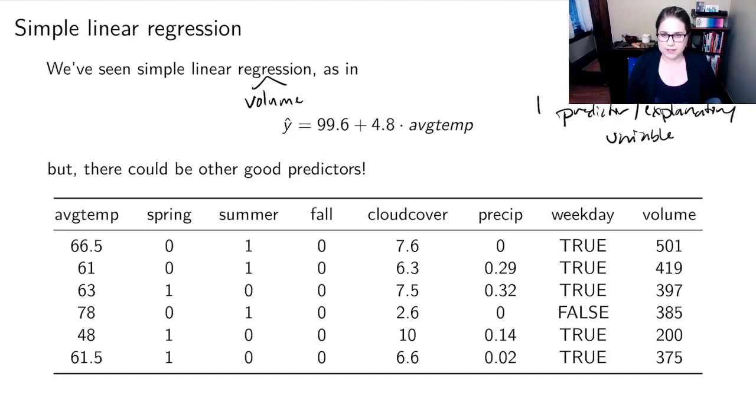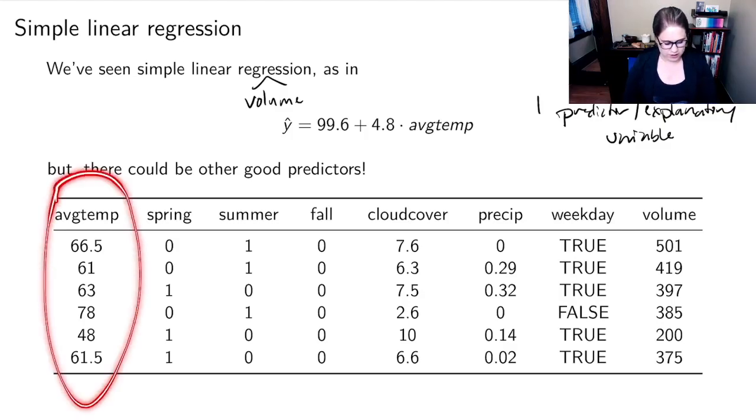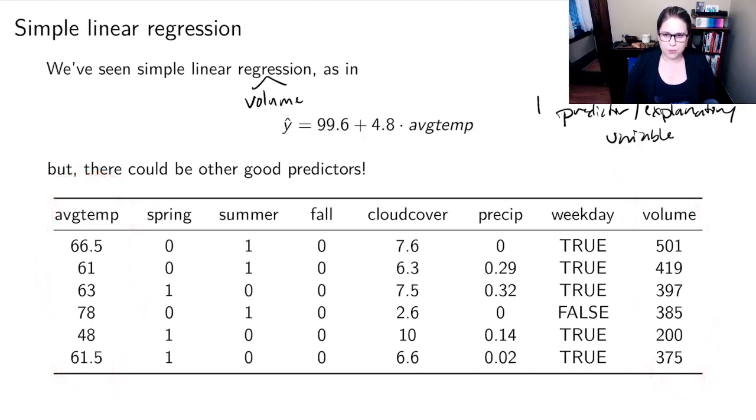But there could be lots of other good predictors. So in the data set where I found this data, we have, of course, average temperature and volume, but we also have these variables spring, summer, and fall, which are zeros and ones, depending on whether it is a spring day. So these are not spring days. This row in the data set is a spring day, and this one is a spring day. These first two, it looks like, are summer days, and none of my first few rows were fall days.